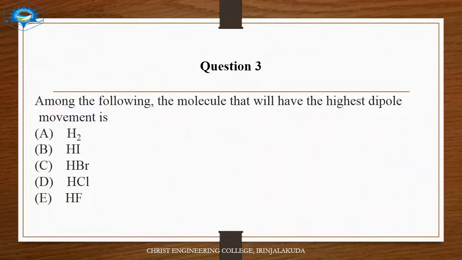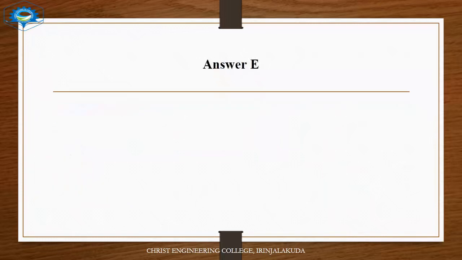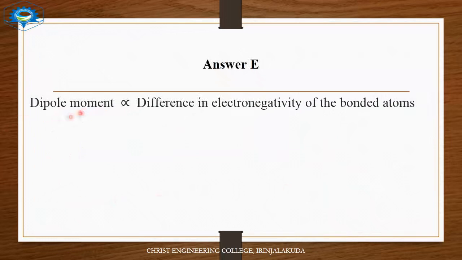So question 3: among the following, the molecule that will have the highest dipole moment is option A, hydrogen, option B, HI, option C, HBr, option D, HCl, and option E, HF. Here, what will be the answer? E. How will we find this answer? Dipole moment is directly proportional to the difference in electronegativity of the bonded atoms. That is, as the electronegativity difference between two bonded atoms increases, its dipole moment value also increases.